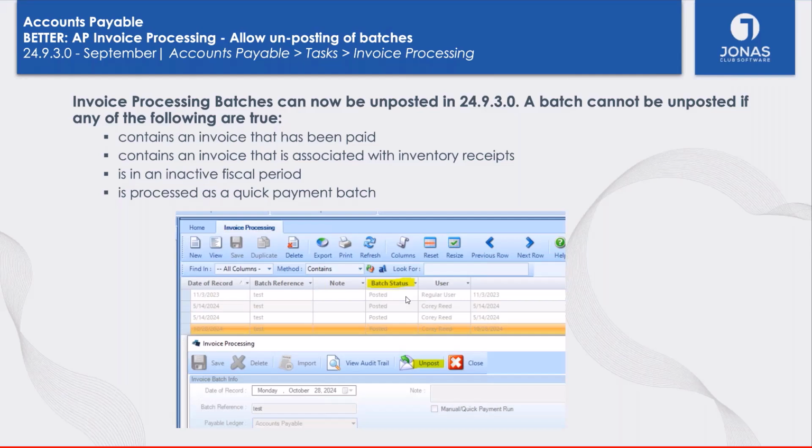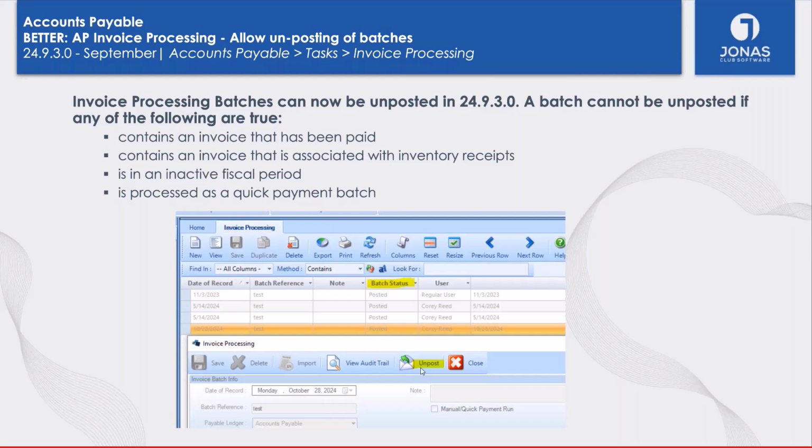Okay, so another unpost option that we've introduced in September is the ability to unpost an AP batch. So now when you go to invoice processing, you'll see a list of batches that have been posted, and if you have the ability to unpost batches, users can now double click on a posted batch in your system, and then click the unpost option, and it allows users to modify that batch and then repost it as needed.